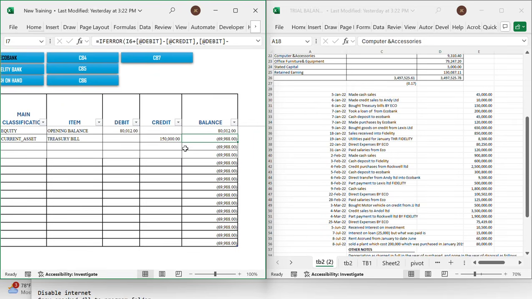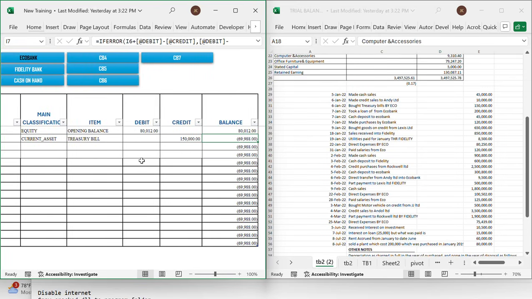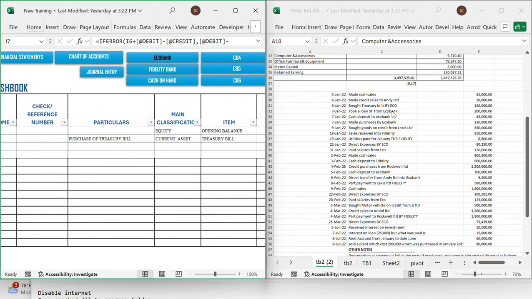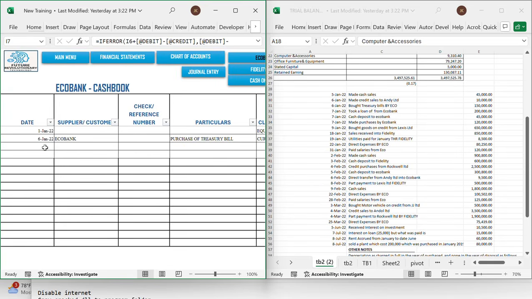We have a deficit, all right, and the seventh is that we took a loan from EcoBank, the amount of 200,000. Remember, this we are receiving cash, right? So the double entry is that we are going to debit the cash book and then we credit the liability. So if you don't have loans or maybe bank loans in your chart of account, you just go there and then you add it under the non-current liabilities. So let us make the entry here.